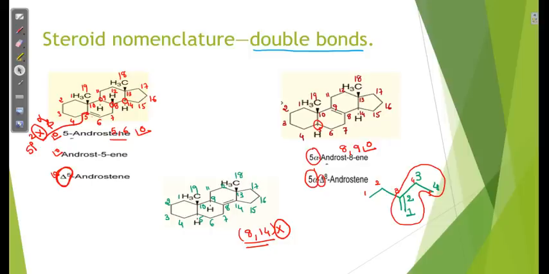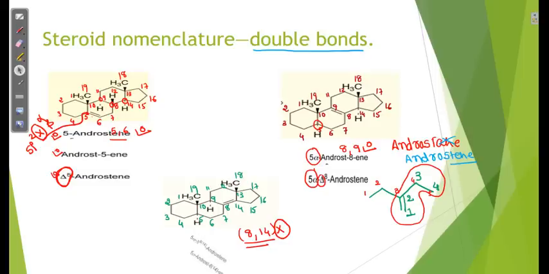And instead of androstane, if it is like that, we have removed the ane for systematic nomenclature. We know that we have to remove the ane and add ene. So it is androstene, and whatever nomenclature we are giving, similarly we have to follow it.